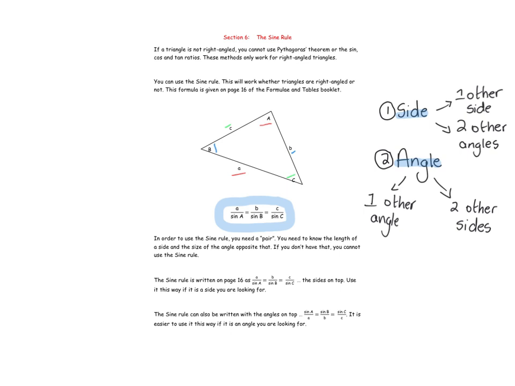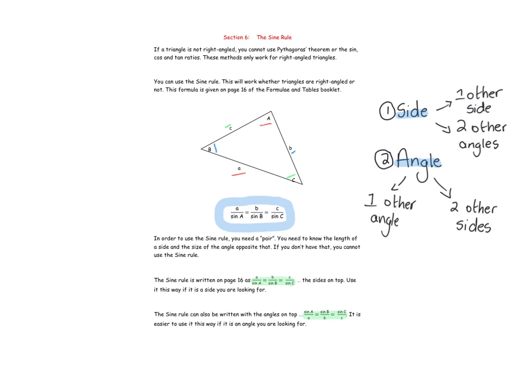So you can see here that the sides are on top. Use this way if you're looking to find the side of a triangle. However, the sine rule can also be written with the angles on top. So sine of a over a is equal to sine of b over b, which is equal to sine of c over c. So it's easier to use this way if you're looking for an angle. So there's two ways, and although only one of them is in the formula and tables booklet, you can write it as a over sine of a is equal to b over sine of b is equal to c over sine of c. Or you can rewrite it as sine a over a is equal to sine b over b is equal to sine c over c.